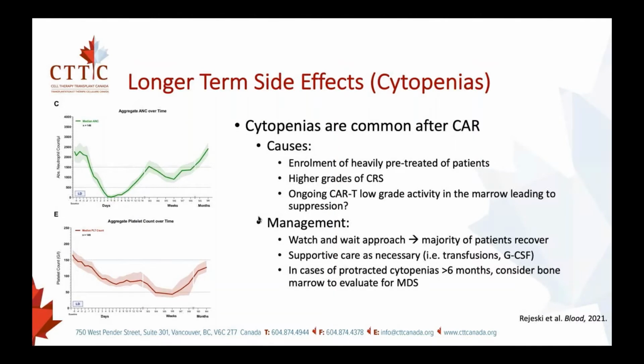Obviously provide them supportive care as necessary, like transfusions and GCSF. And in cases of protracted cytopenias, things that are happening for longer than 6 months, do consider at that point in time maybe doing a bone marrow to evaluate for something like myelodysplastic syndrome, because as previously mentioned, these are heavily pretreated patients who have seen a lot of chemotherapy already. So myelodysplastic syndrome is not unheard of to occur in some of these patients.